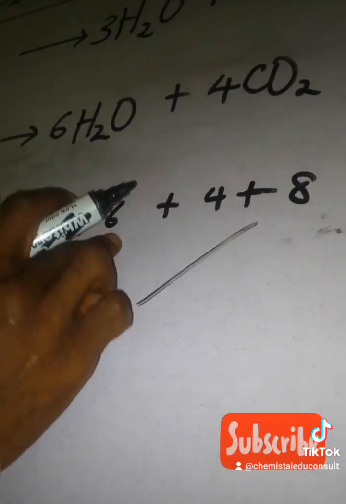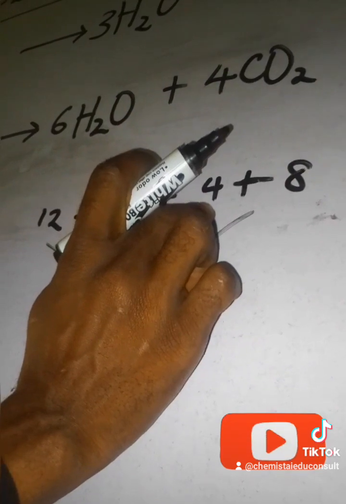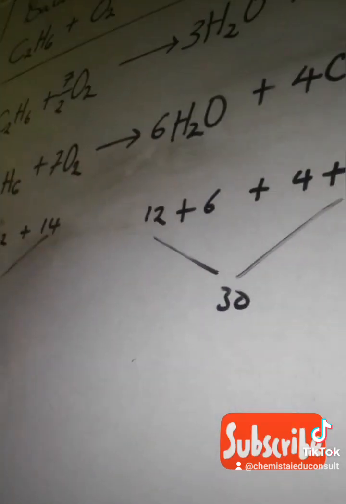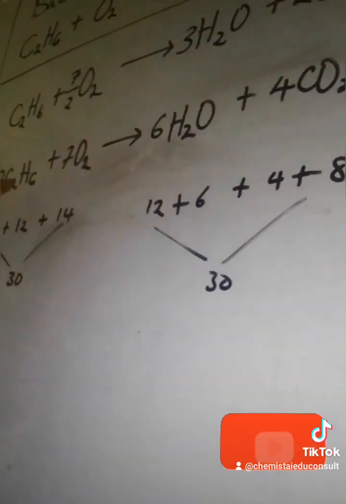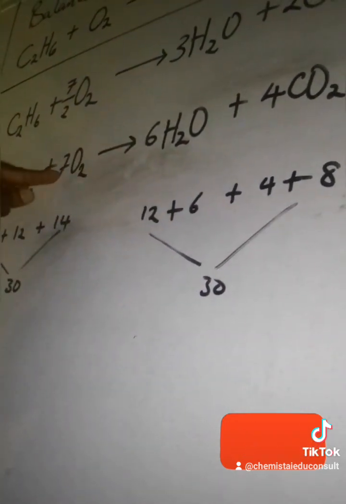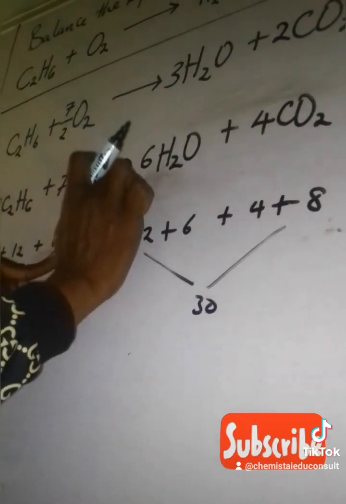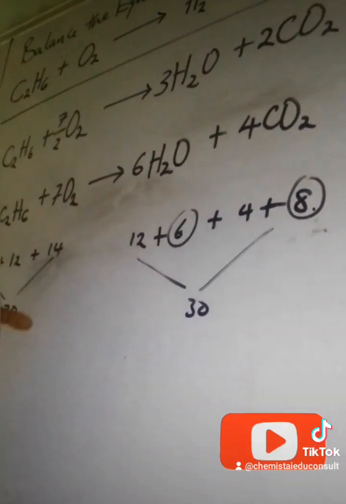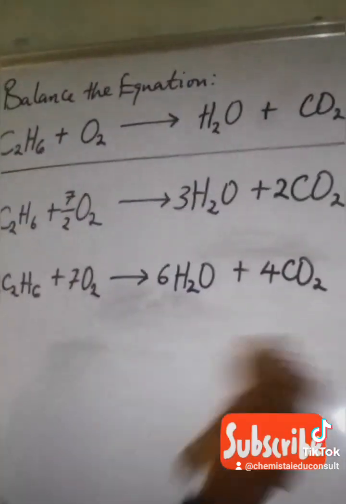Also here, 12 plus 6, 18, plus 4, 22, plus 8, 30. If you also check individually, carbon is 4 here, and if you check here, carbon is 4. Hydrogen is 2 times 6, 12. Hydrogen is 6 times 2, 12. Oxygen is 7 times 2, 14. Oxygen is 6 here, plus 4 times 2, 8. 6 plus 8 is 14. So the equation is balanced.